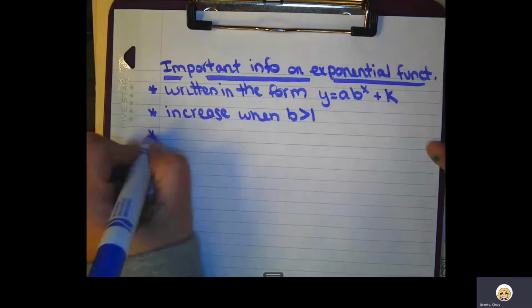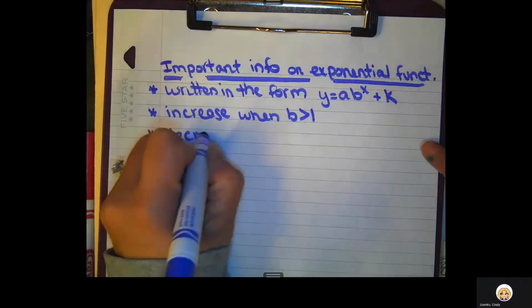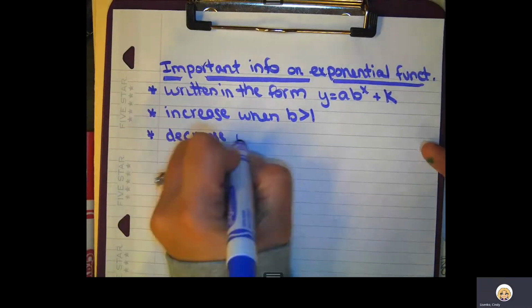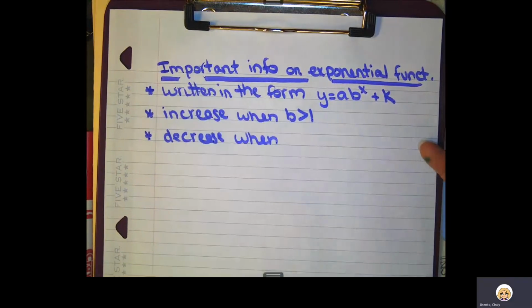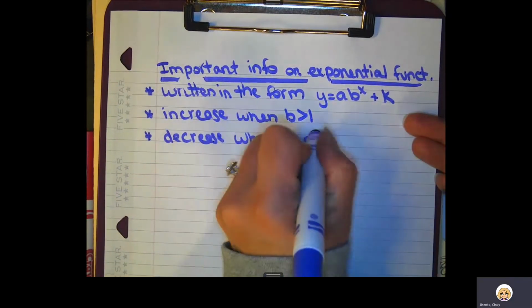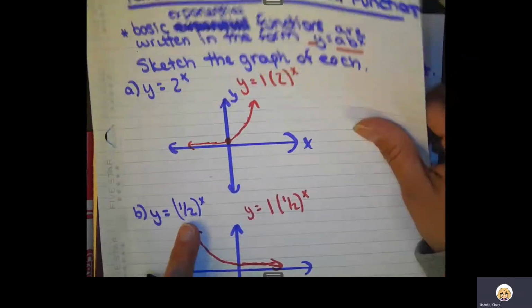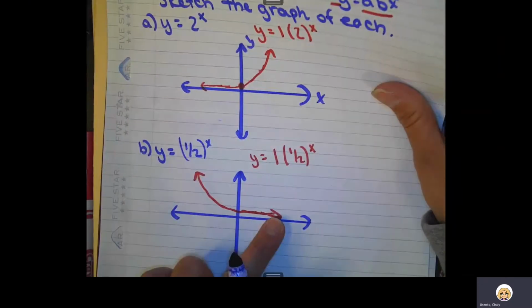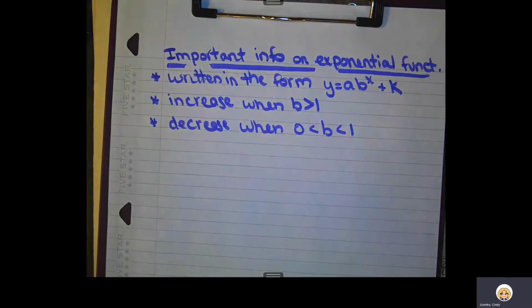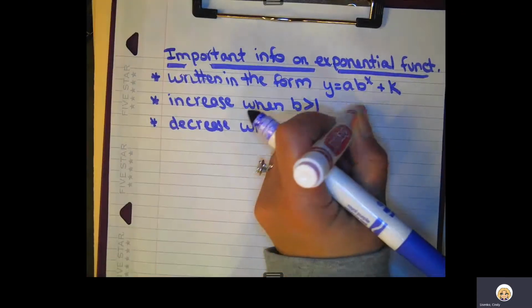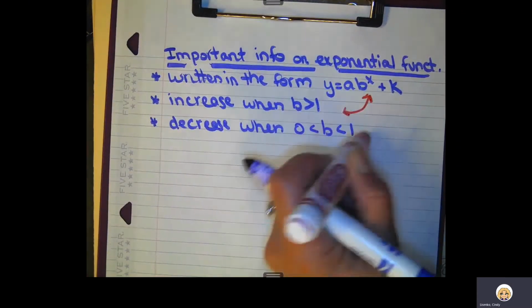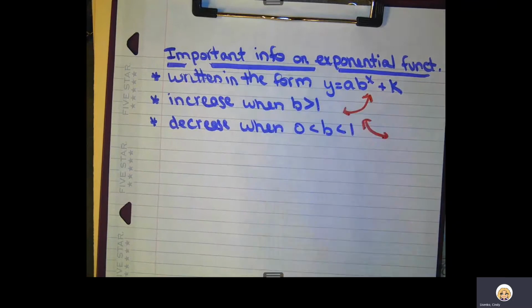So we're going to put a little bullet and write decrease when, and you're going to put 0 is less than b is less than 1. That means our b value is in between 0 and 1. So it's a fraction or a decimal between 0 and 1. And our example again, if we had 1/2, that's between 0 and 1. That's why it decreased, it went down. So over here on the side, just so you can see, this is our increasing function, and this is our decreasing function.